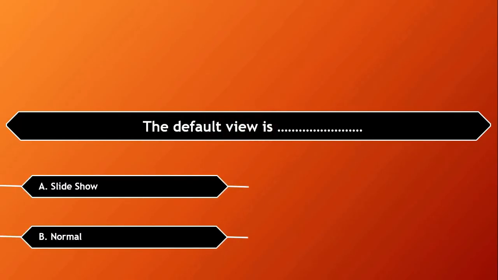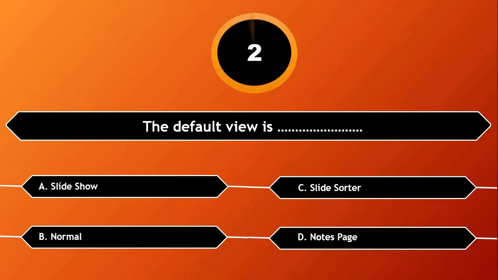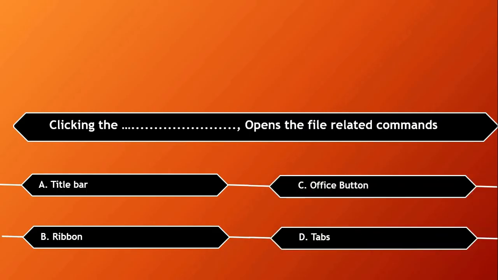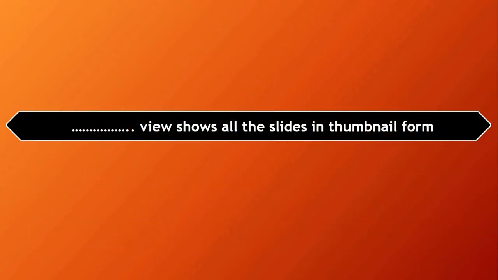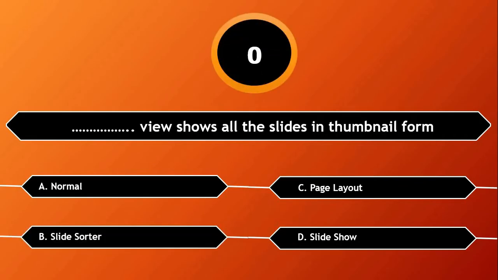The default view is dash: slideshow, normal, slide sorter, note page. The right answer is normal. Clicking the dash opens a file related commands: title bar, ribbon, office button, tabs. The right answer is office button. Dash view shows all the slides in the thumbnail form: normal, slide sorter, page layout, slideshow. The answer is slide sorter.